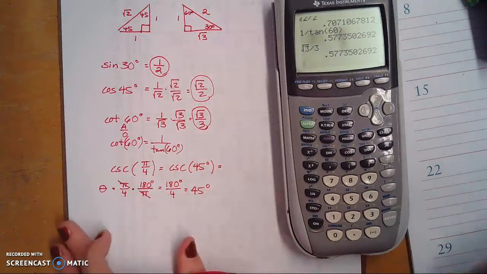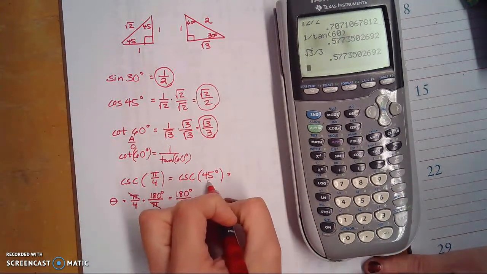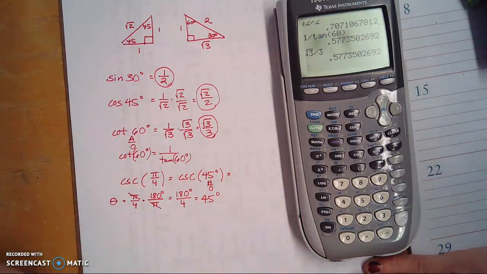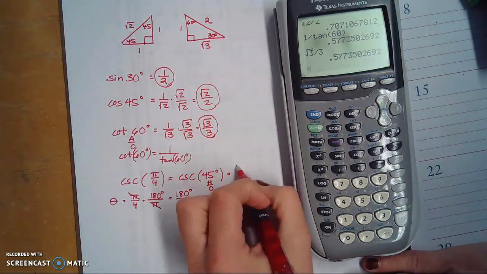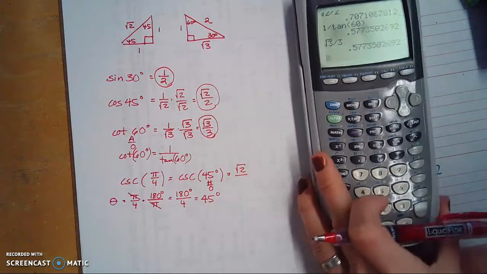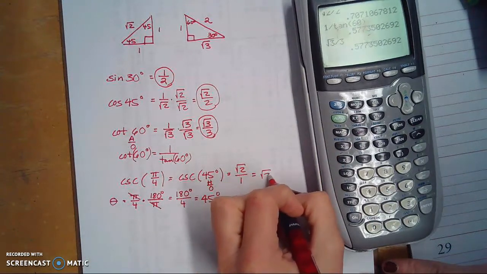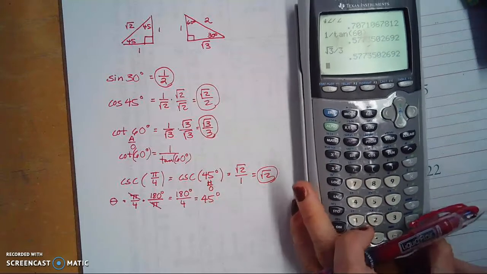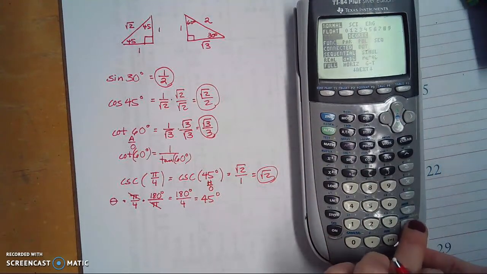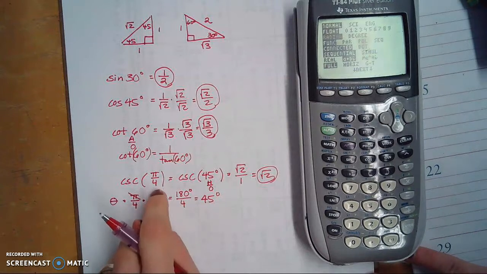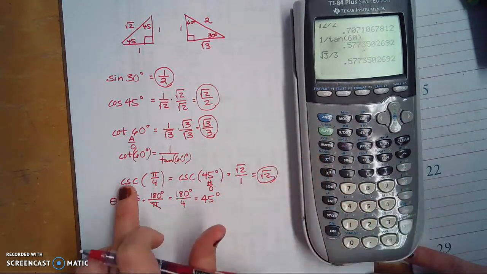So then we go back to our 45-degree angle. We know that cosecant is going to be the hypotenuse over the opposite. It's the reciprocal of sine. So the hypotenuse is root 2. The opposite is 1. So the cosecant of pi over 4 is equal to the square root of 2. Now go to your mode. We need to put ourselves in radian mode since our angle was expressed in radians. Go back to your home screen.